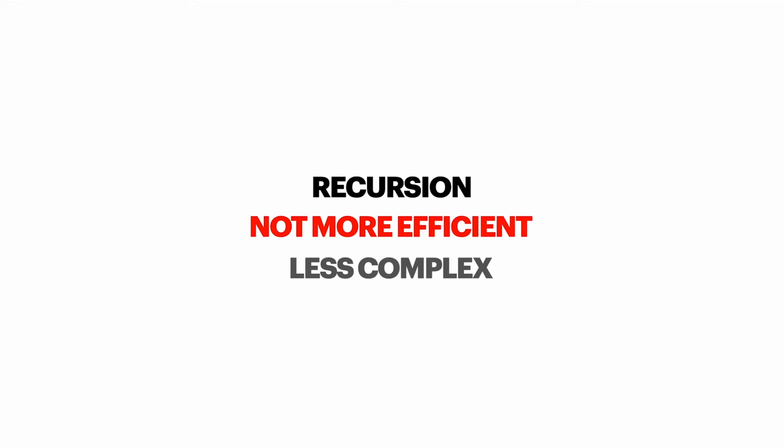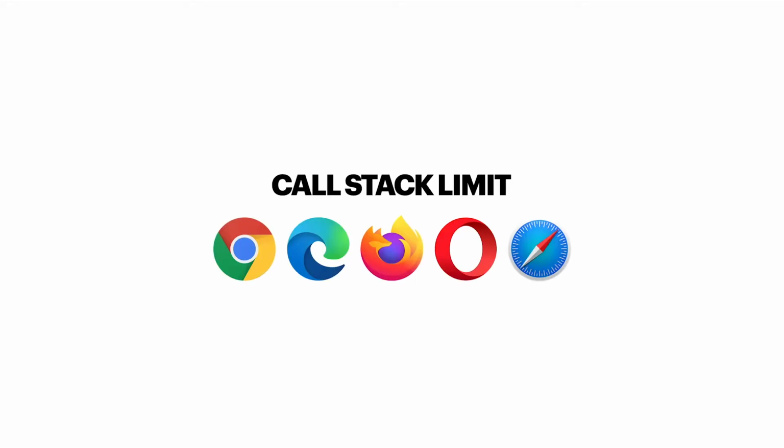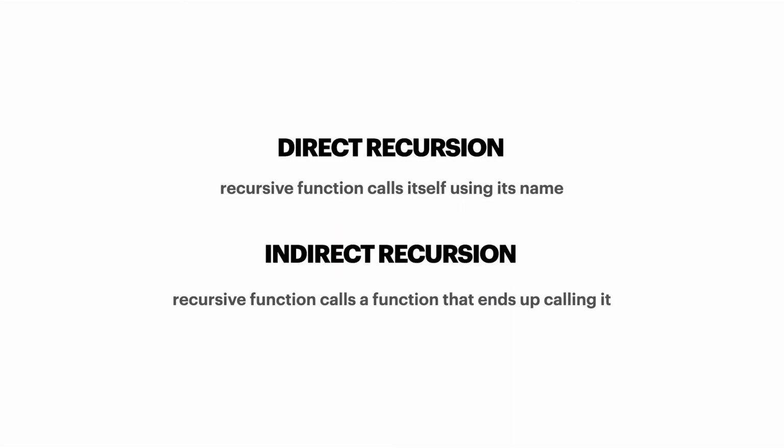There is a catch though. Continuously calling the same function may cause a call stack error. Different environments and environment versions may have different call stack limits. Whenever you run into this problem, you may opt for some other solutions or try to optimize your solution till you get there. A direct recursion is when a function calls itself by using its name.